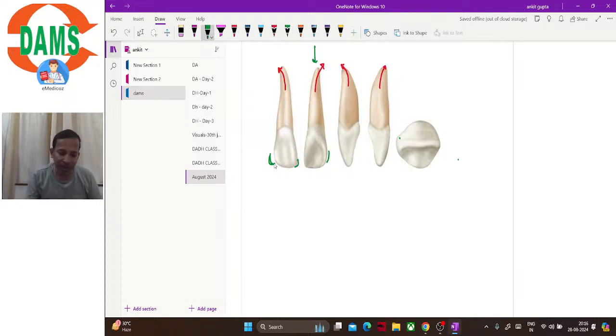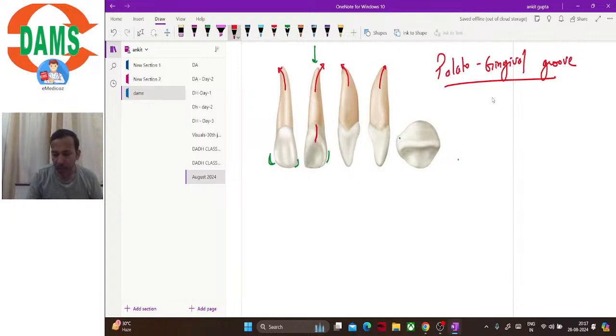Also not seen in this diagram, but present is a palatogingival groove, right? So sometimes this palatogingival groove is also present on the palatal side of the lateral incisor, and this is a unique feature which is present only in the upper lateral incisor, right? So this is a unique feature.